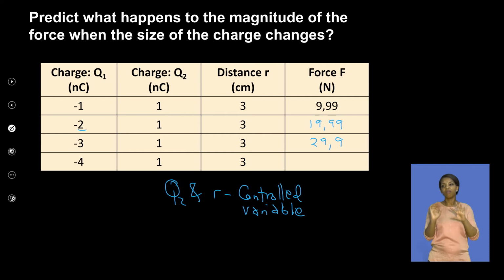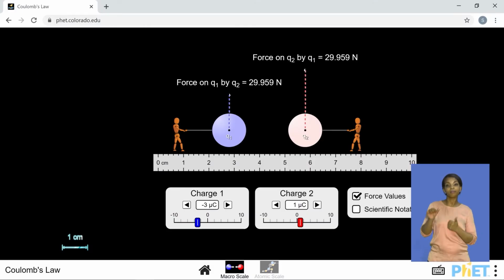Now, the last trial says that Q1 must be 4 times as big as its original charge. So if it was -1 at the start, now it's -4. Let's see the final value so that we can make a comparison and look at the pattern in terms of how changing the charge of Q1, only, keeping the distance the same and the charge of Q2 the same, affects the magnitude of the electrostatic force. So if we go back to our simulation, we'll make Q1 -4. Already we've changed it. It says 39.9, right?